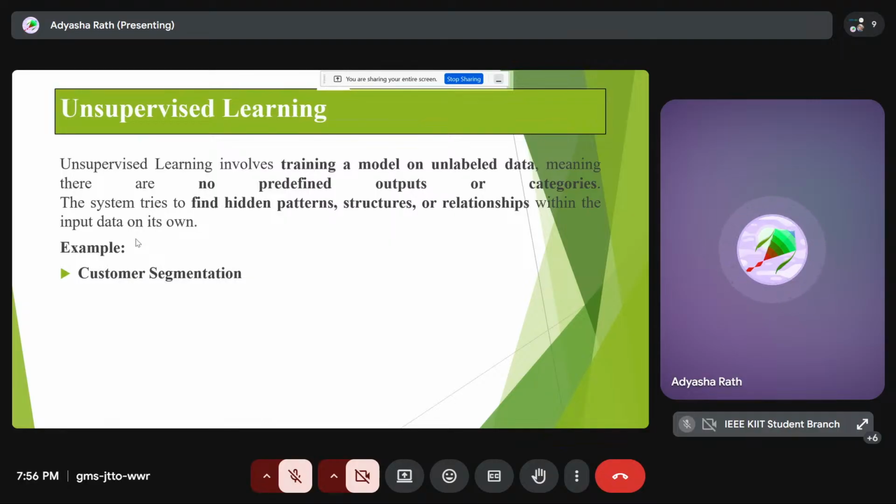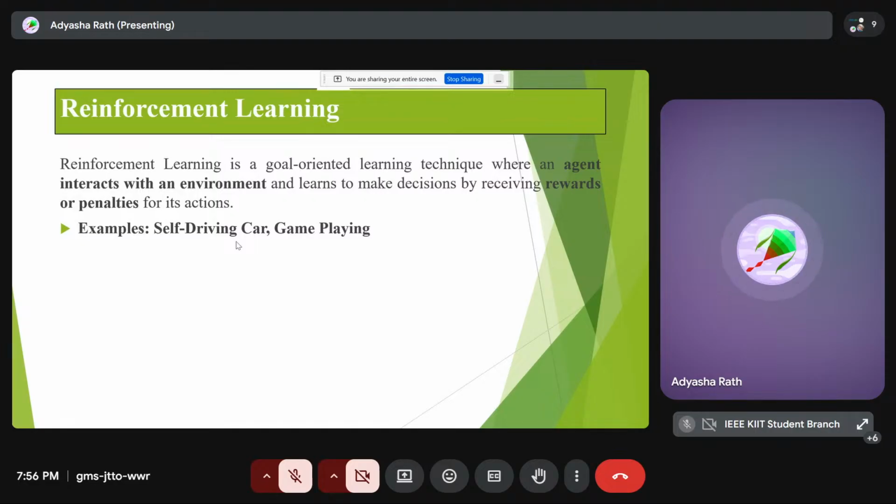Unsupervised learning involves training the model on unlabeled data. That means there are no predicted outputs or categories. So here we can use clustering, customer segmentation. Reinforcement learning is a goal-oriented learning technique where an agent interacts with an environment and learns to make decisions by receiving rewards or penalties for its actions. Examples are self-driving cars and game playing.